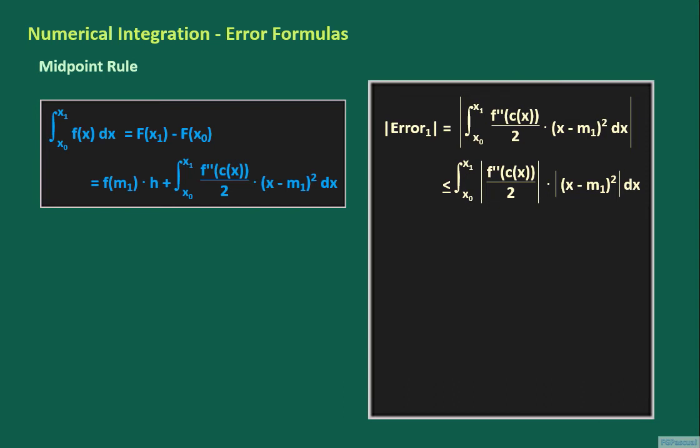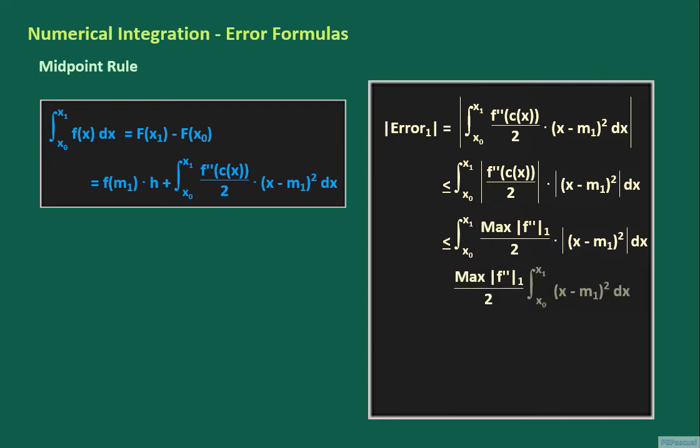Now, very often, the value of c of x will be very difficult to find, if not impossible to find. And so to cover as many cases as possible, instead of using c of x precisely, we use the maximum value of f double prime on the subinterval. Of course, since we are using the maximum absolute value of f double prime on the subinterval, we get a quantity that is at least as big. This fraction is a constant, and so we can bring it out of the integral.